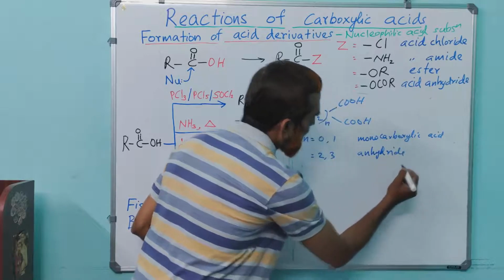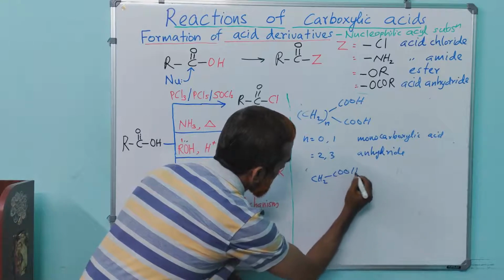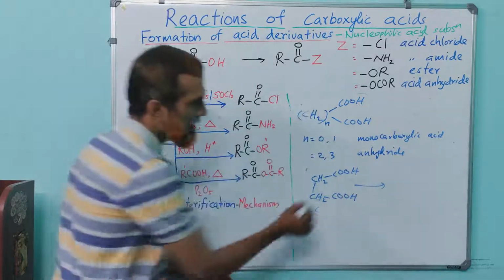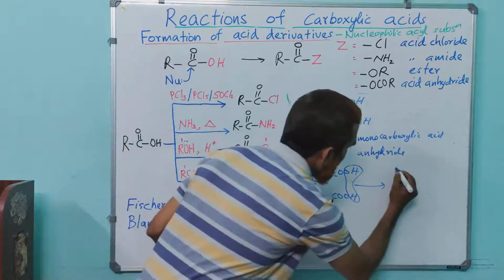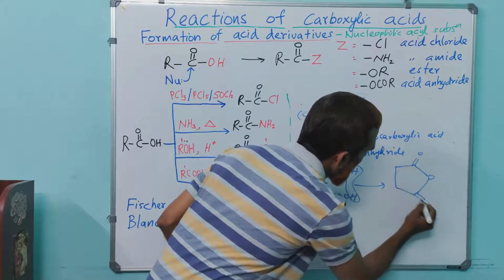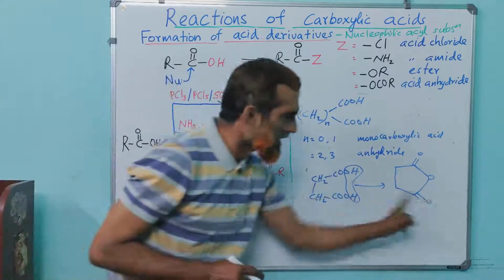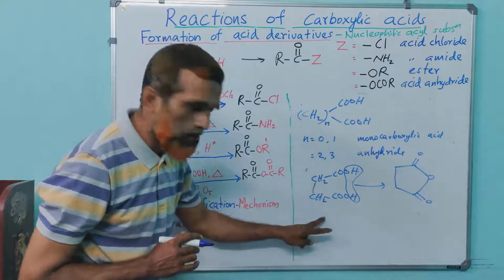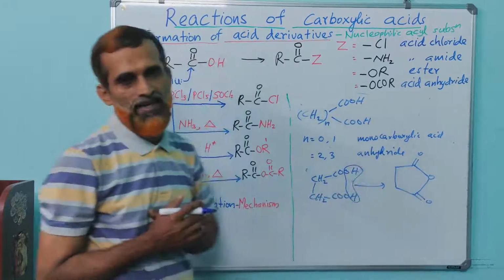We can put an example. Let us take succinic acid. This is succinic acid. On heating, it loses water like this and forms a cyclic anhydride, which can be conveniently drawn like this. This is succinic anhydride, because this is a stable ring. And it can go to a 6-membered ring also. That means if you take glutaric acid, one more CH2 in between, you get glutaric anhydride.